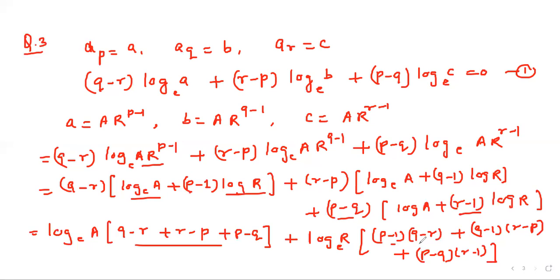Now, if we open the bracket, these terms will become 0. Hence, we will get log a base e times 0 plus log r base e times 0. That is 0. So our purpose is served. Now, let's consider next question.